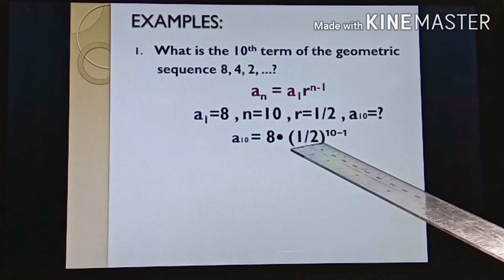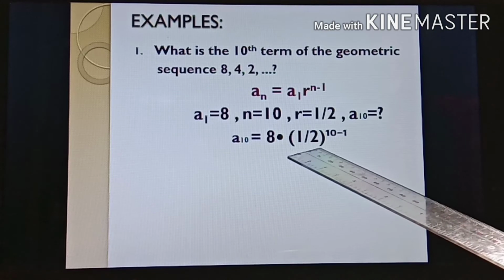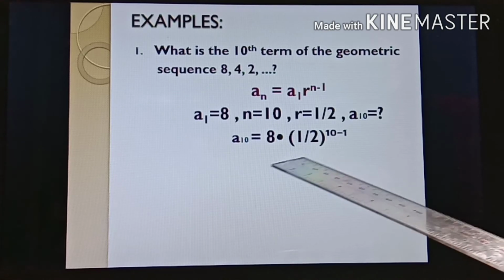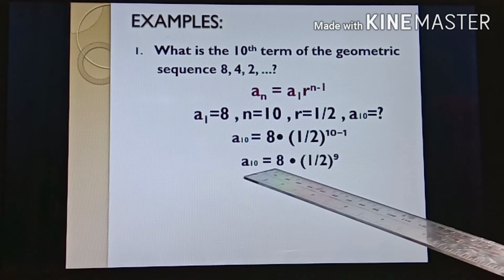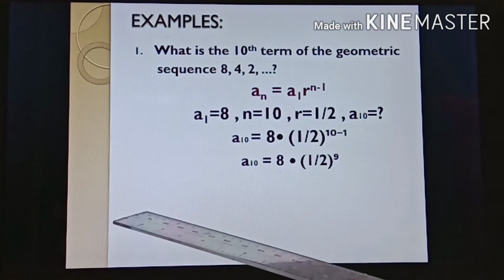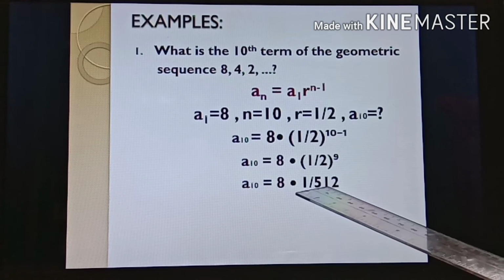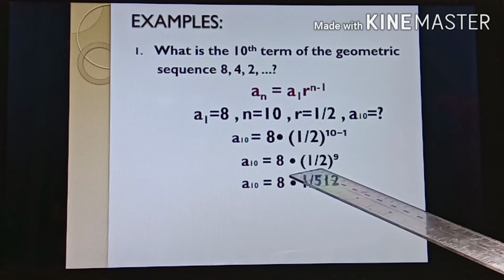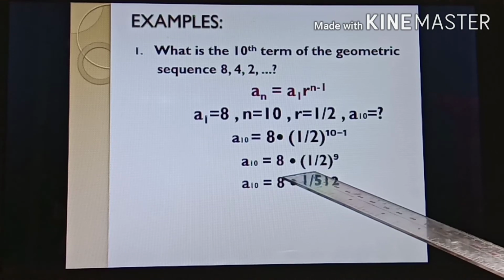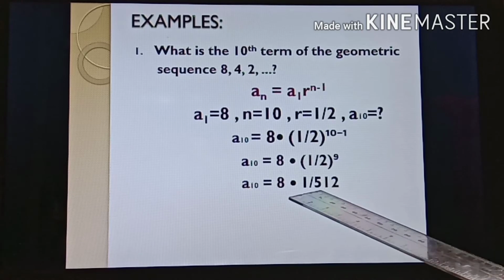Meron akong nilagay dito na parenthesis para lang malaman ninyo na ang exponent ay para sa whole fraction na 1/2. Hindi lang sa numerator, hindi rin lang sa denominator. Okay, next, a sub 10 is equal to 8 times 1/2 raised to 10 minus 1, which is 9. So next, 8 times 1 over 512. Nagiging 1 over 512 siya dahil we are going to multiply 1/2 nine times by itself: 1/2 times 1/2 times 1/2 and so on. So the result is 1 over 512.